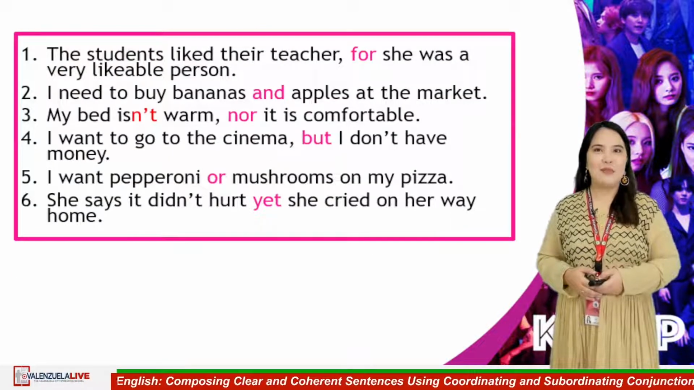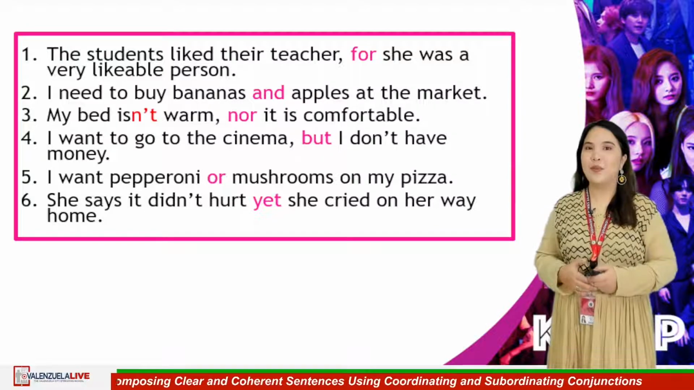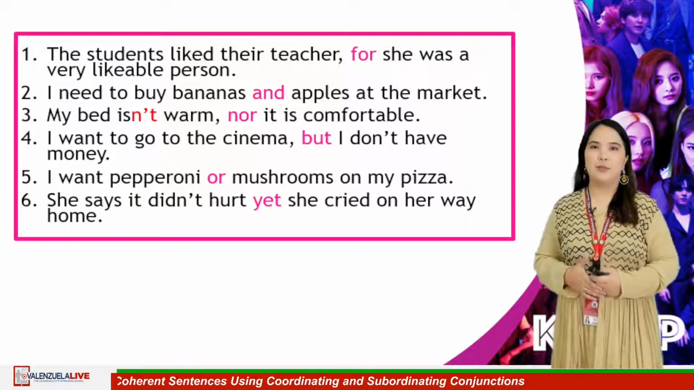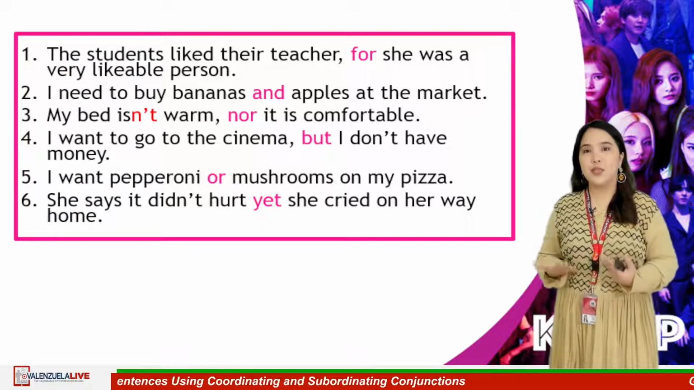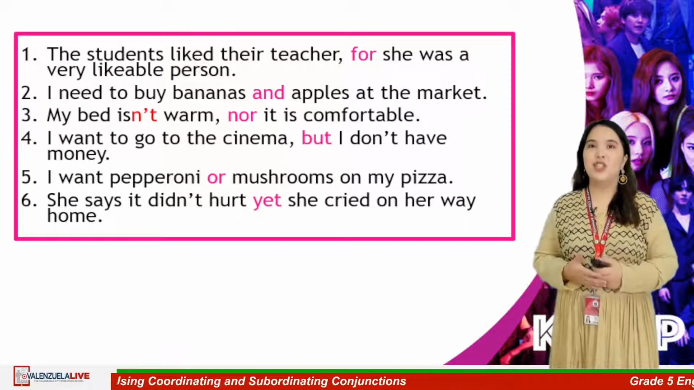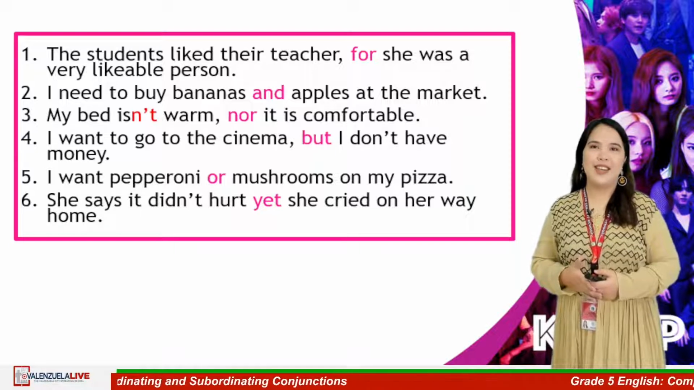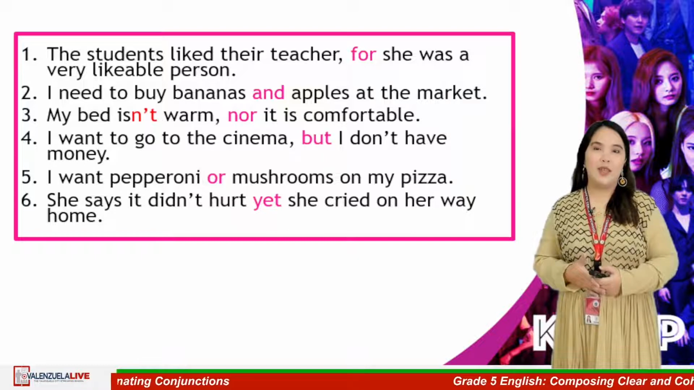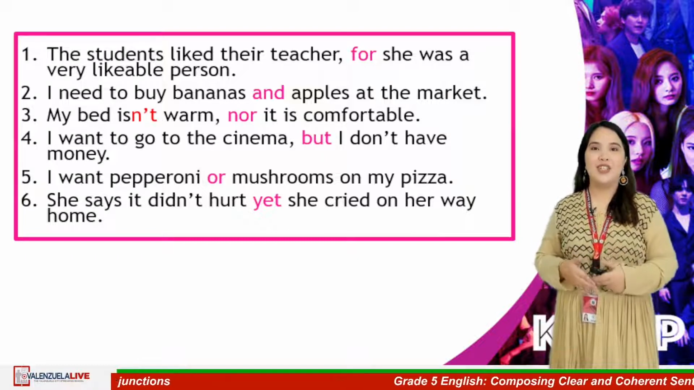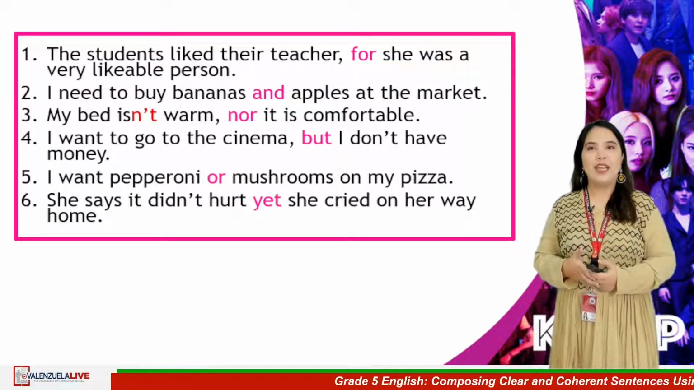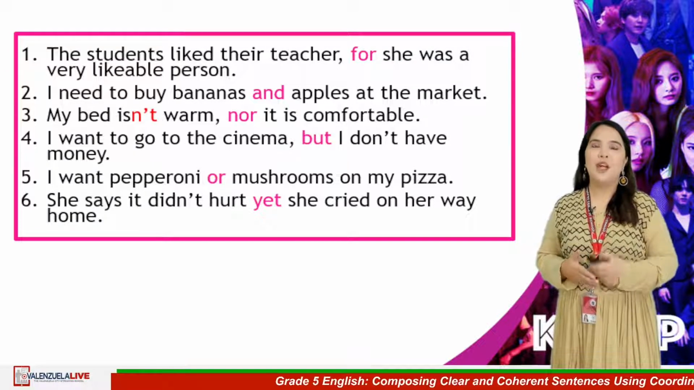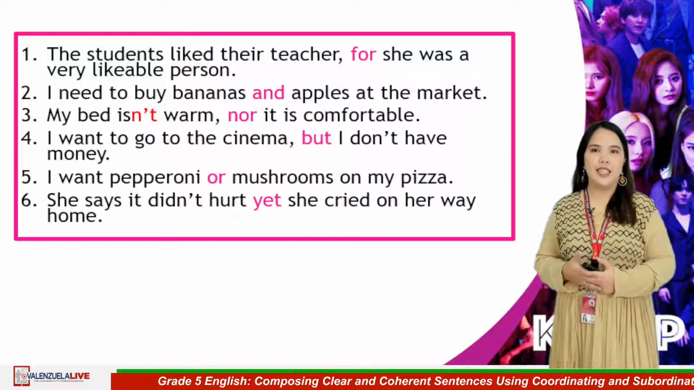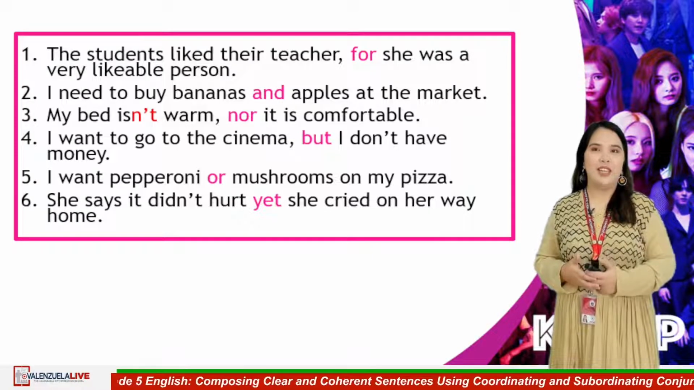Let us use the FANBOYS in sentences. Number 1, the students liked their teacher for she was a very likable person. Or it's, the students liked their teacher because she was a very likable person. Number 2, I need to buy bananas and apples at the market. It suggests an additional idea. Number 3, my bed isn't warm nor is it comfortable. So notice that we have the word isn't, which suggests a negative idea.